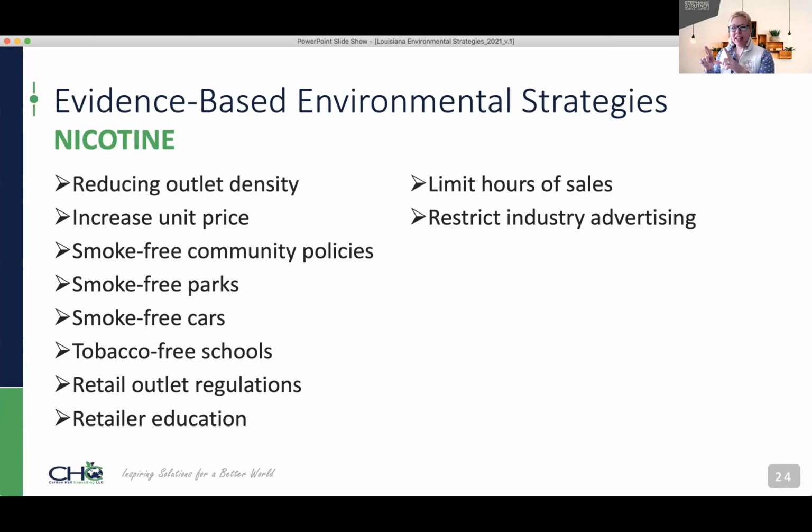Now, a sign that says you may not smoke here, and here's the consequence, is an environmental strategy because it changes people's behavior in that area, or has the potential to. So be mindful of that as you're engaging in signage policies and signage utilization in your communities. Smoke-free parks, smoke-free car policies, tobacco-free schools, which is pretty common at this point, retail outlet regulations, again, retailer training for tobacco, limiting hours of sales potentially, or restricting industry advertising.